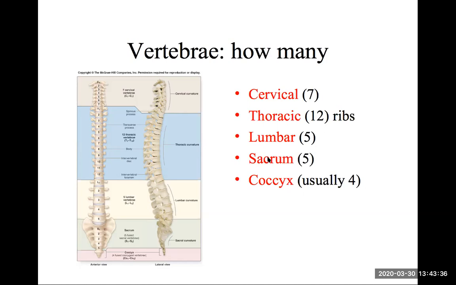The remaining vertebrae are actually fused together to form single structures. The sacrum, which we saw before as part of the pelvis, is a fusion of 5 separate vertebrae, but it forms a single bony structure in the adult. And then the coccyx, or what you might know as the tailbone, is a fusion typically of 4 vertebrae, although there's a little variation in that number.